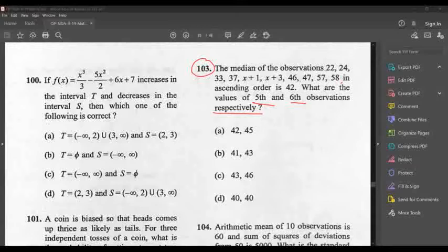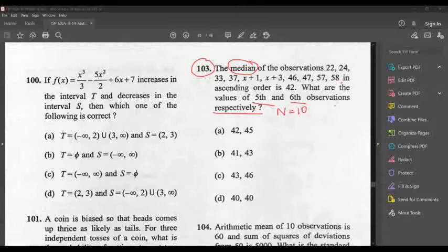See, they are telling median. Median means what actually? Median means middle term, isn't it? So see here, how many observations are here? 1, 2, 3, 4, 5, 6, 7, 8, 9, 10. So totally 10 observations. So n is equal to 10.